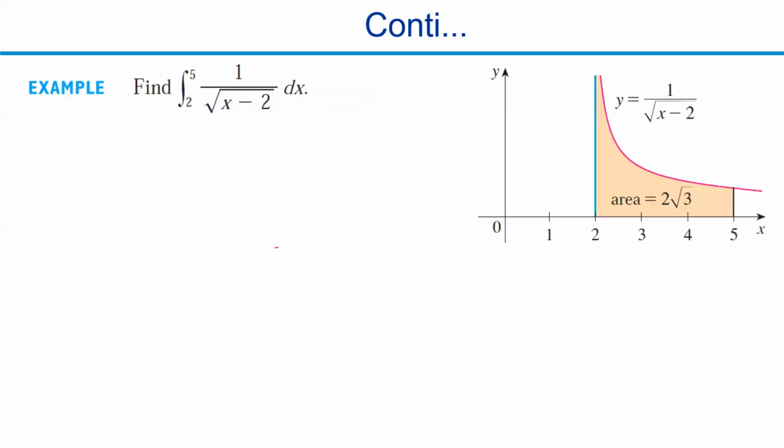Okay, let's see some example and then we'll wind up the topic about improper integral. Suppose you are asked to solve this integration: the integral from 2 up to 5 of 1 over the square root of x minus 2 dx. If you go to solve this as a definite integral, you are going in the wrong direction, because at x equal to 2 we have a vertical asymptote.